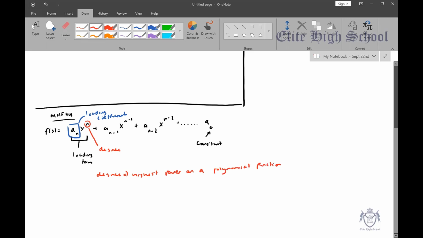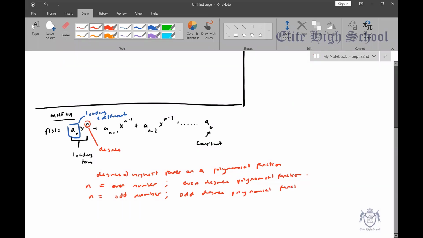Now, this is important because it tells us a few things about the polynomial function. First of all, we talked about some of this stuff last time, where if the degree is an even number, and this is a polynomial function, then we basically have an even degree polynomial function. If the degree is an odd number, then we have an odd degree polynomial function. So this could tell us a few things about the shape of the graph.